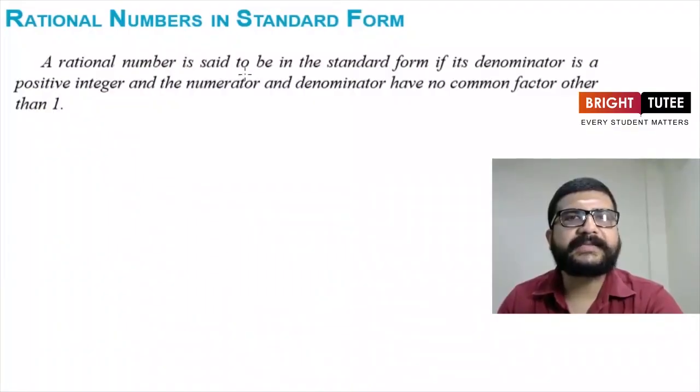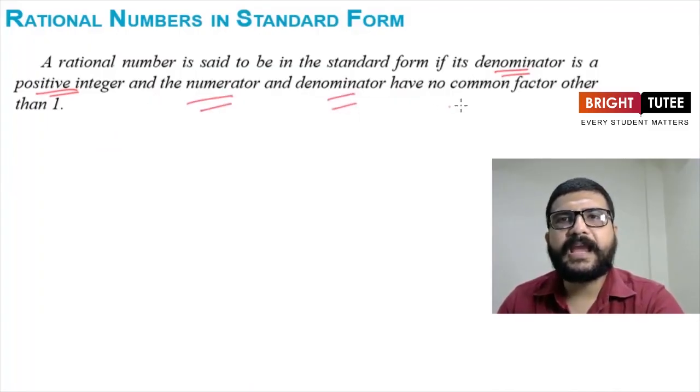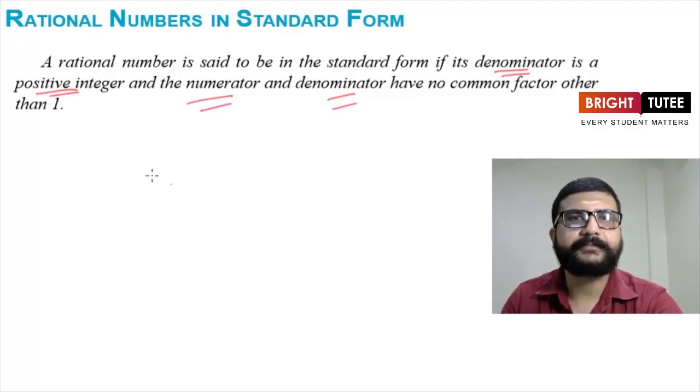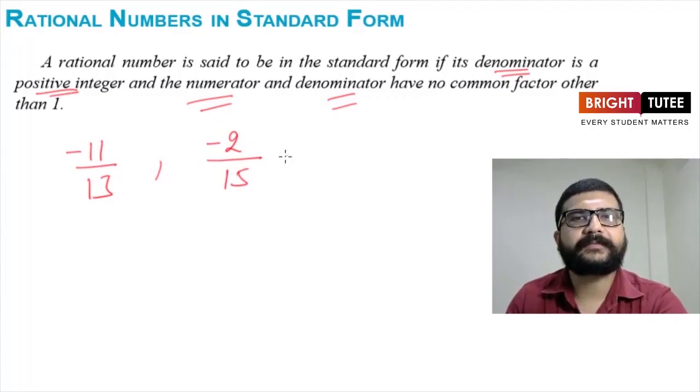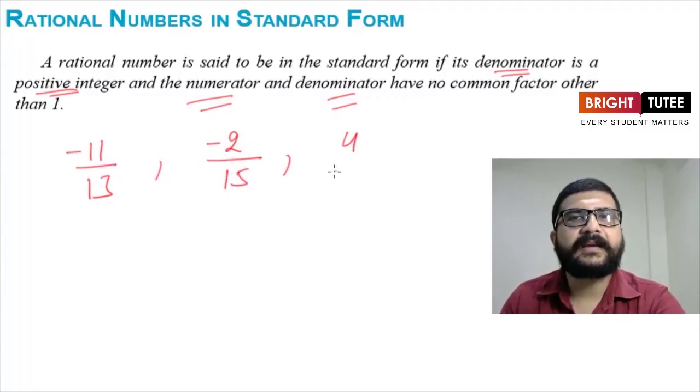A rational number is said to be in standard form if its denominator is a positive integer, and the numerator and denominator have no common factor other than 1. It means there should be only one common factor, and that is 1. For example, we can take a few numbers like minus 11 upon 13, minus 2 upon 15, and 4 upon 21.